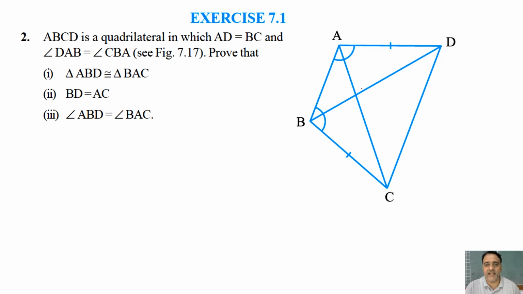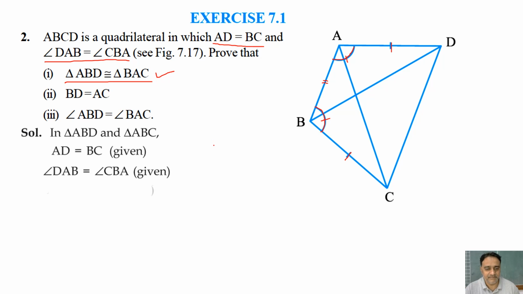Next question, question number 2. ABCD is a quadrilateral in which AD is equals to BC and angle DAB is equals to angle CBA. So see carefully, these two angles are equal. So we have to prove that these two triangles are congruent. So let us start with these two triangles. In these two triangles, AD is equals to BC, it is given, and these two angles are equal. Okay, and what about this side? Common side, right? So these two triangles are congruent by which criteria? SAS, right? So these two triangles are congruent by SAS.